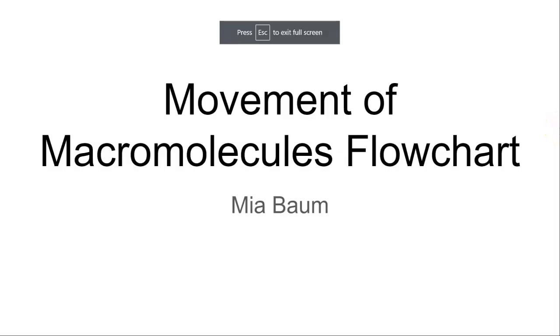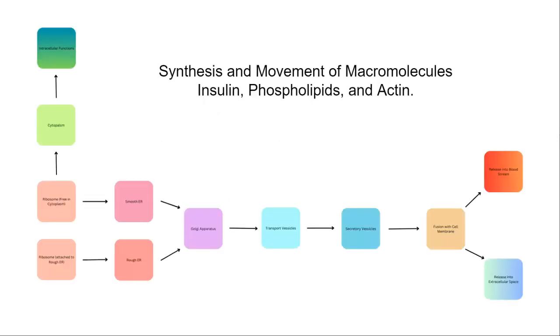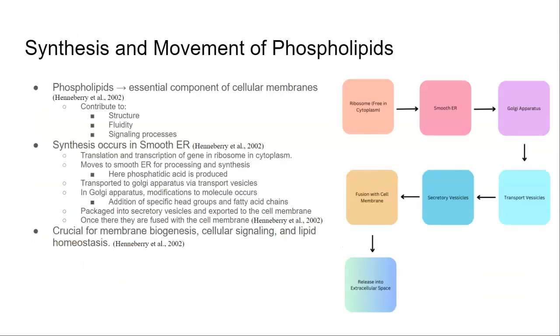So today we will be talking about the movement of macromolecules via flowchart. So this is the complete flowchart. I will be discussing phospholipids, insulin, and actin. The processes are summarized in miniature flowcharts in the following slides.